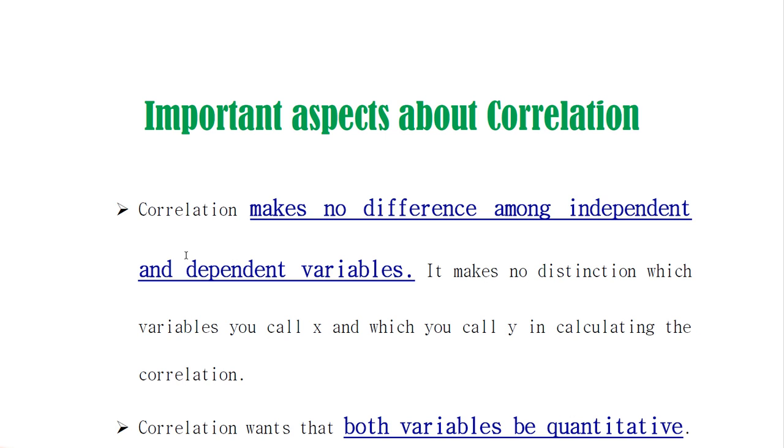Correlation makes no difference among independent and dependent variables. It makes no distinction which variable you call x and which you call y in calculating the correlation. Suppose one variable is height and the other is weight. We can name either height as x or y, or weight as x or y. It does not matter which variable is x and which is y to determine the correlation among the variables.